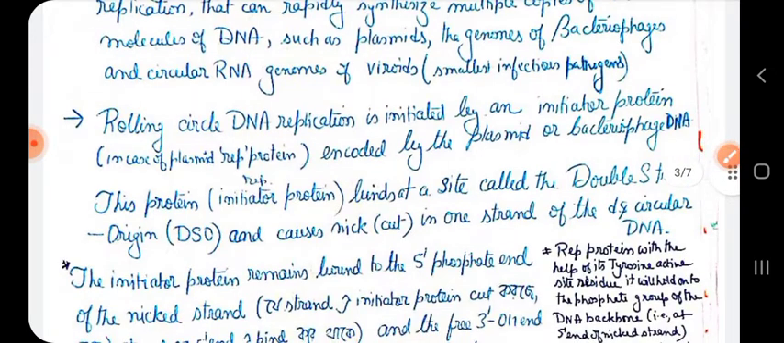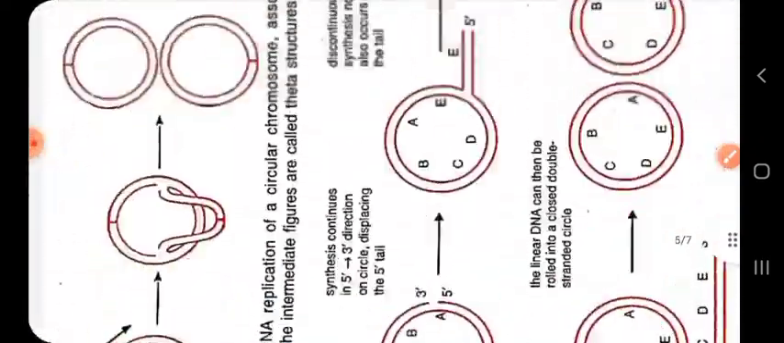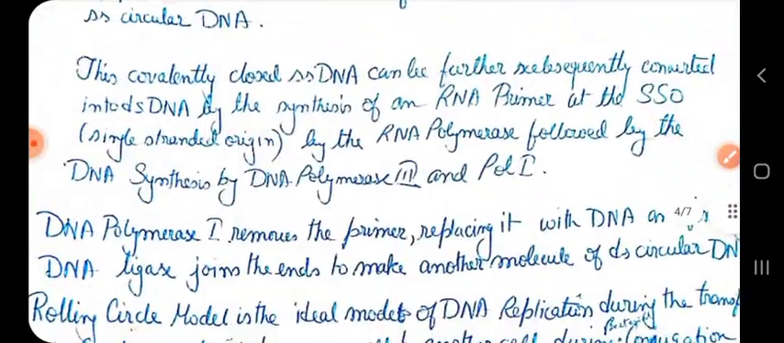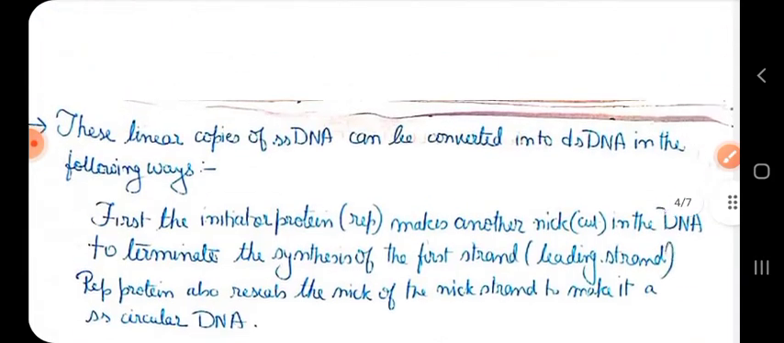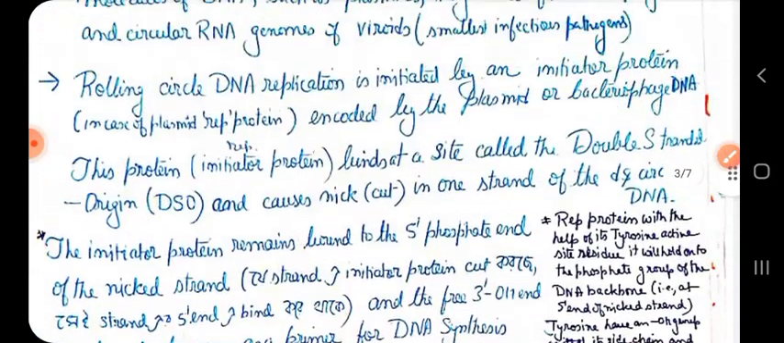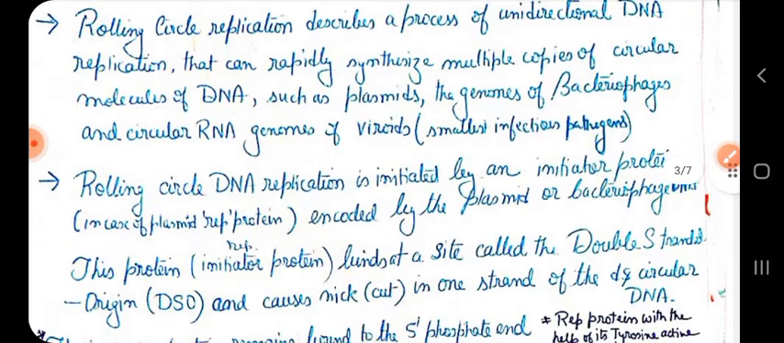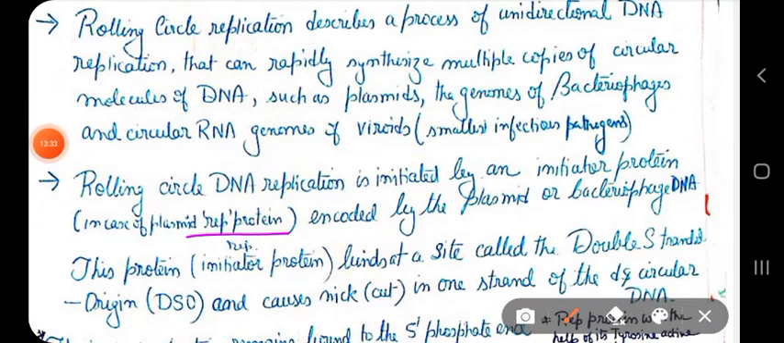Rolling circle DNA replication is initiated by an initiator protein. So there must be an initiator protein which will initiate the rolling circle replication. The initiator protein in rolling circle replication is the REP protein. REP protein is the initiator protein in the case of plasmid.